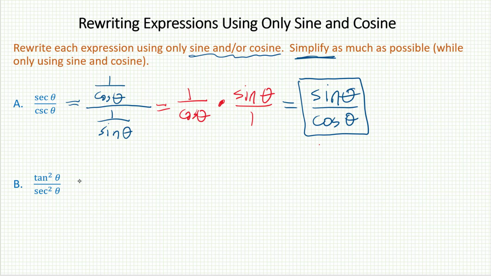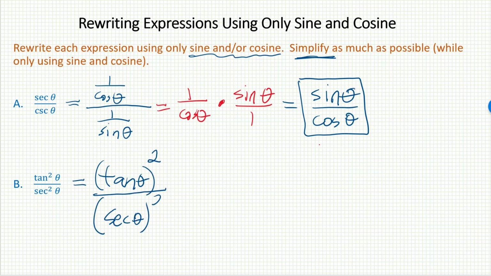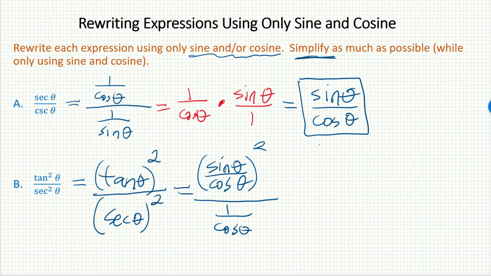I see tangent squared theta on the top, secant squared theta on the bottom. Again, while you're learning this, if it helps you, you can always rewrite tangent squared theta as tangent theta all squared, or secant theta all squared. You don't have to do that, but it might help. I'm trying to switch to sine and cosine. Well, for tangent, I can use the quotient identity, sine over cosine. And for secant, I'll use a reciprocal identity, 1 over cosine.